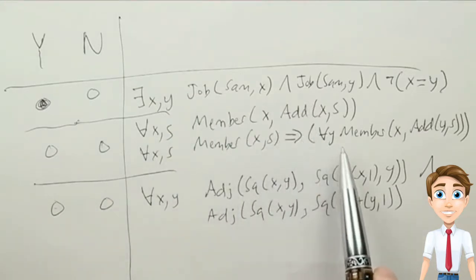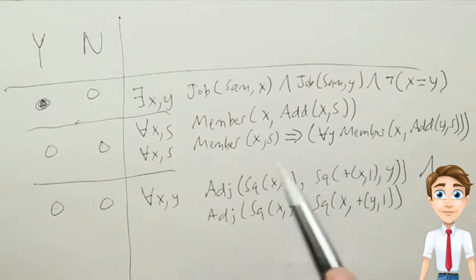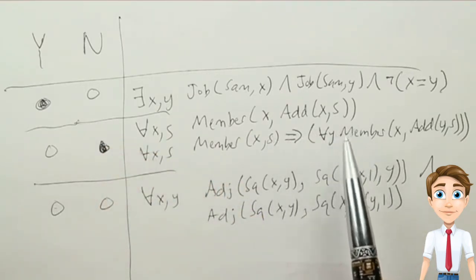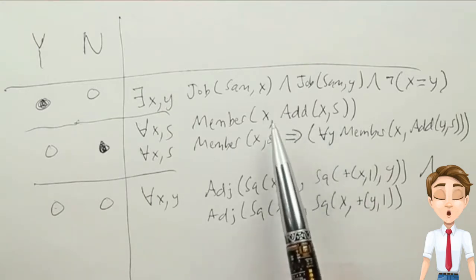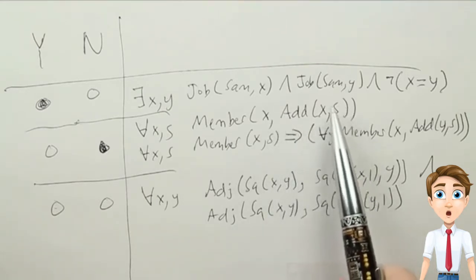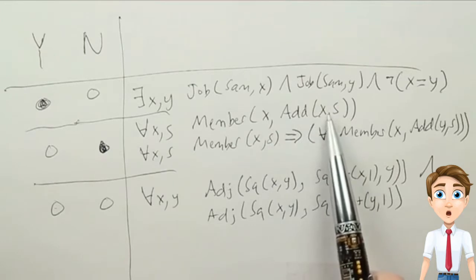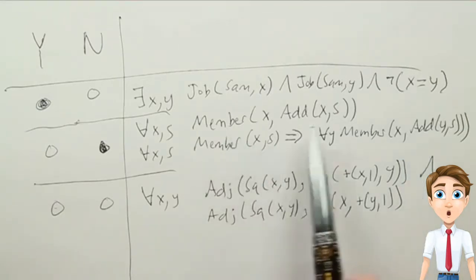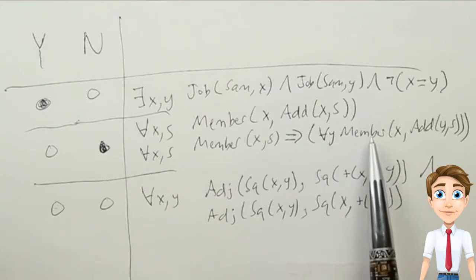Is this a good representation of the member function? No. It does do a good job of telling you what is a member. So, if X is a member of a set because it's one member, then we can always add other members and it's still a member of that set. But it doesn't tell you anything about what X is not a member of. So for example, we want to know that 3 is not a member of the empty set, but we can't prove that with what we have here.